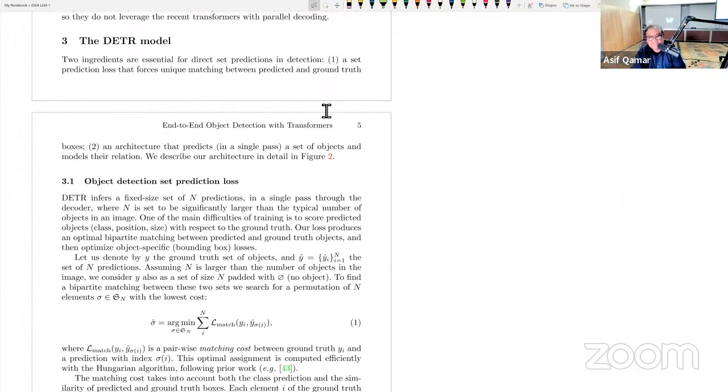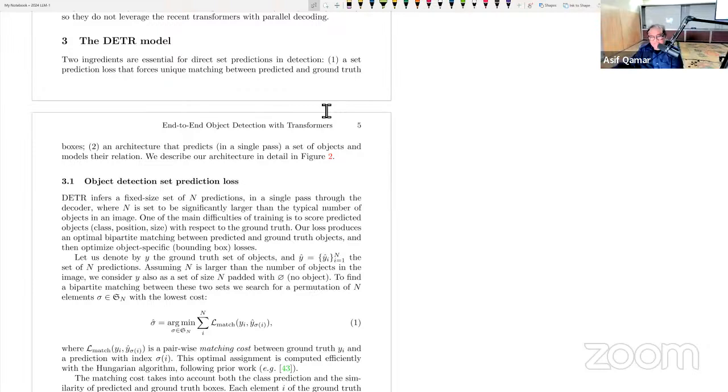Two ingredients are essential for direct set prediction in detection. A set prediction loss that forces unique matching between predicted and ground truth boxes. Let me interpret this for you. Suppose there's a cow, a horse, and a bird there. What you want to make sure is one box points to the horse and the other bounding box doesn't also point to the horse. It points to the cow, and the third bounding box points to the bird. That's what they mean. Right?